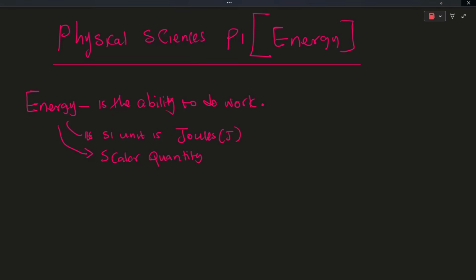Now, we have two types of energy that we're going to talk about. What are those two types of energy? We have what we call gravitational potential energy.